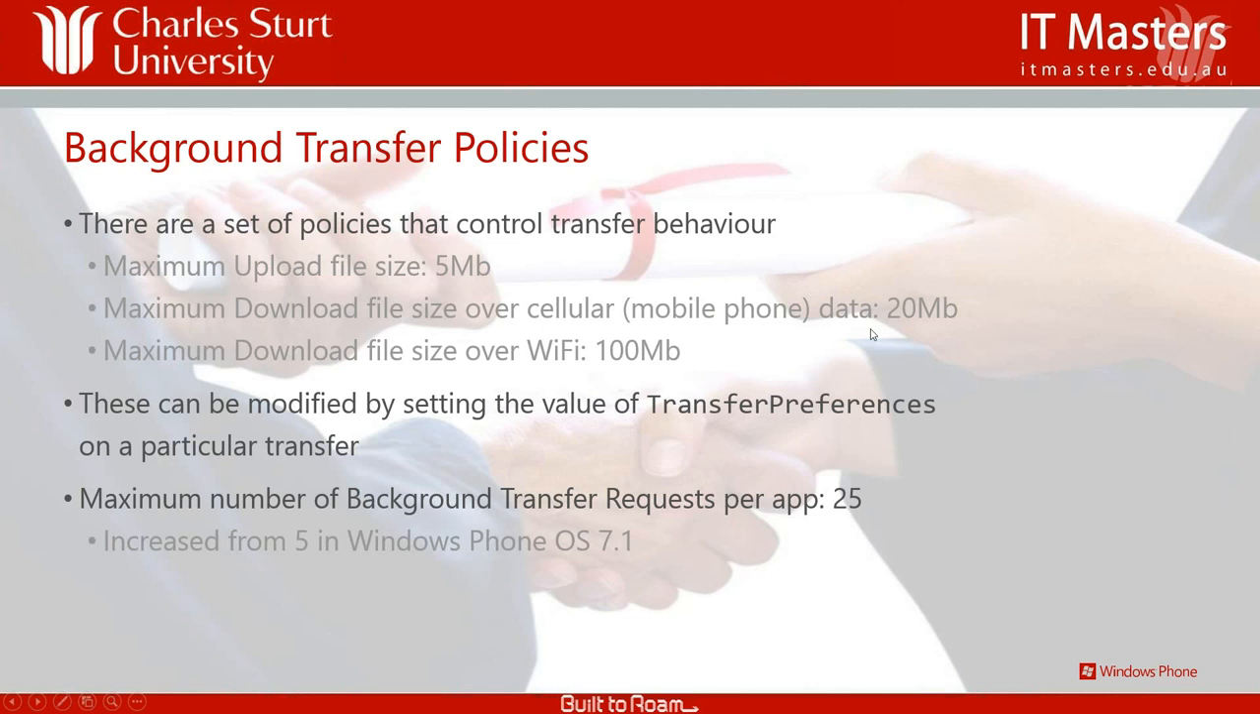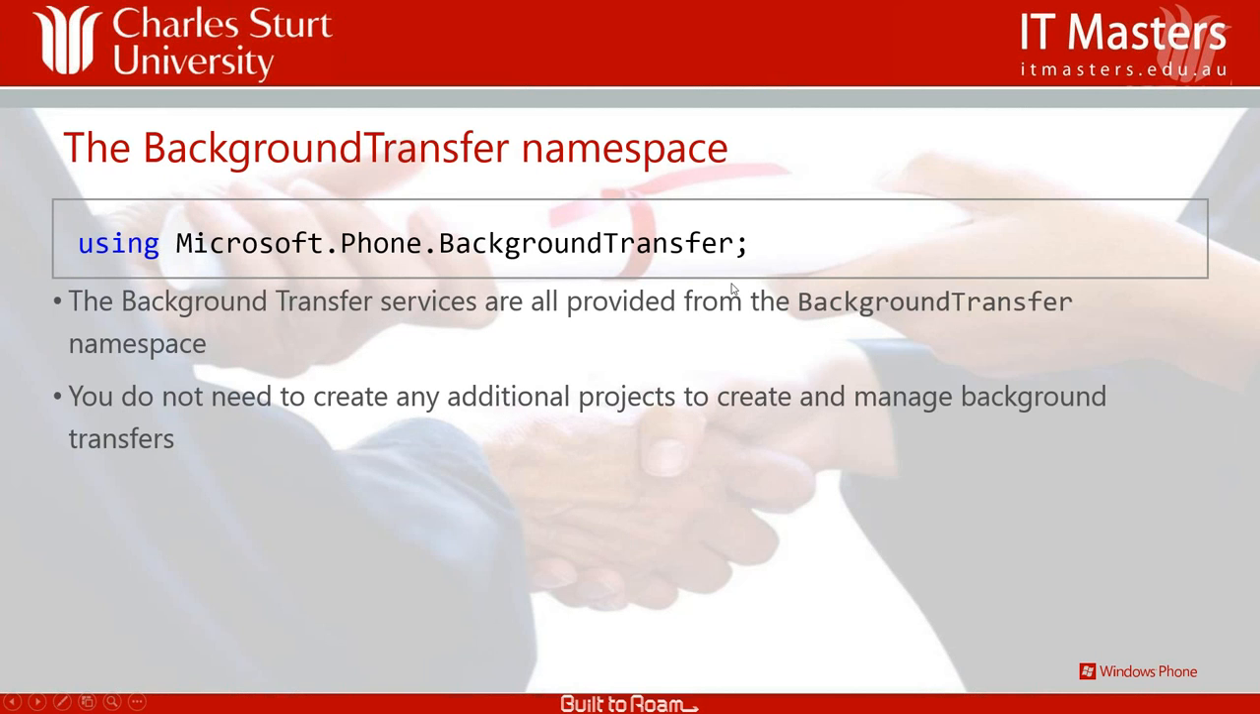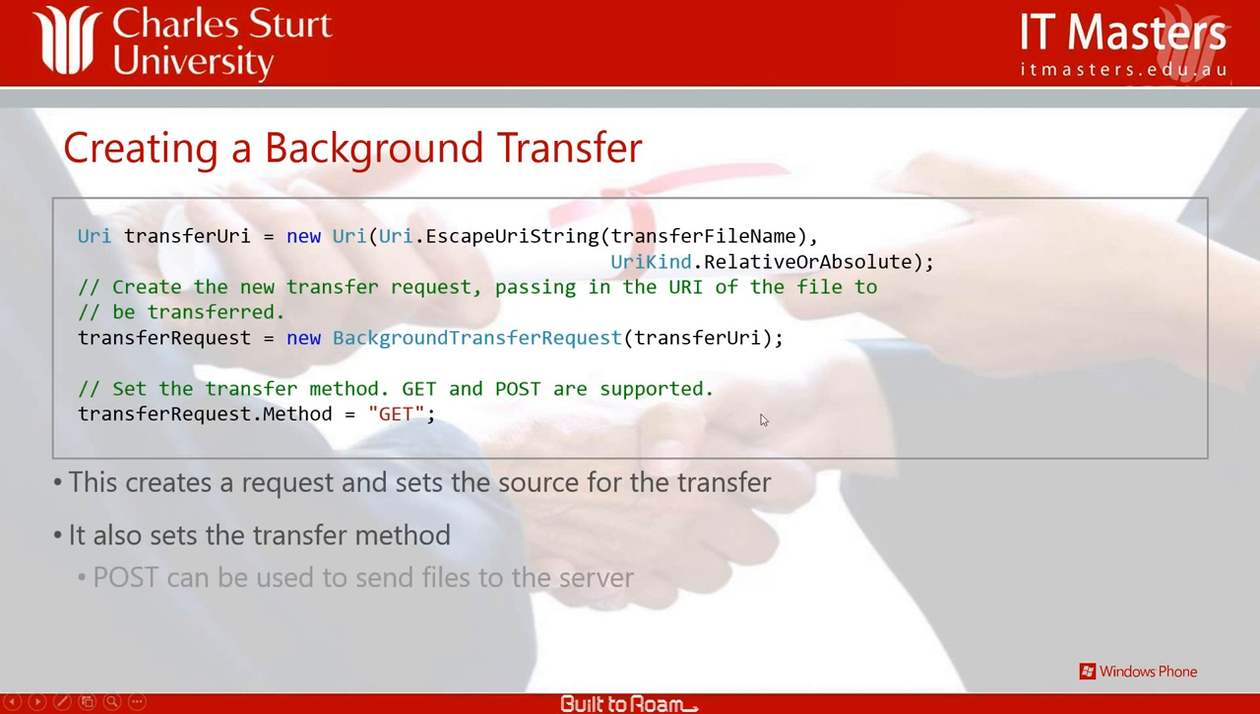So to trigger a background transfer, we need a reference to the background transfer namespace. And unlike other background agents where you'd have to create an additional project to handle the background agents, you can actually do this from your foreground application. Here we're going to establish a new background transfer request, providing the URI that we're going to retrieve the data from, and we're going to do a get here. If you're going to be uploading data, you can actually use the post method.